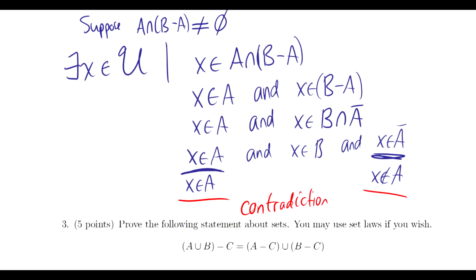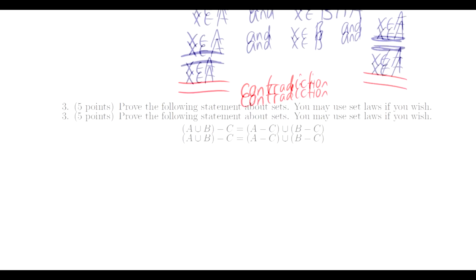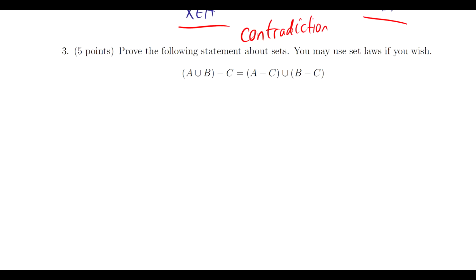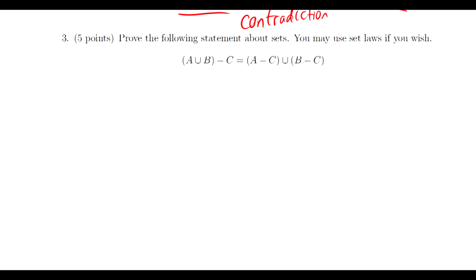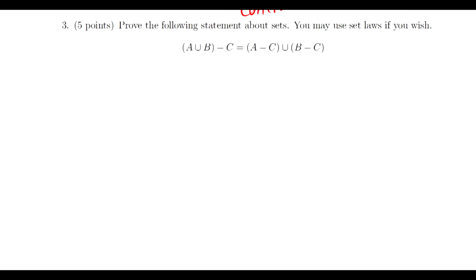Because we assumed that there is an element, but if there is an element, we have a contradiction, therefore there cannot be any elements. So that was a proof by contradiction. Any other proof that did not involve contradiction would have been a zero, because the question specifically asked for contradiction.